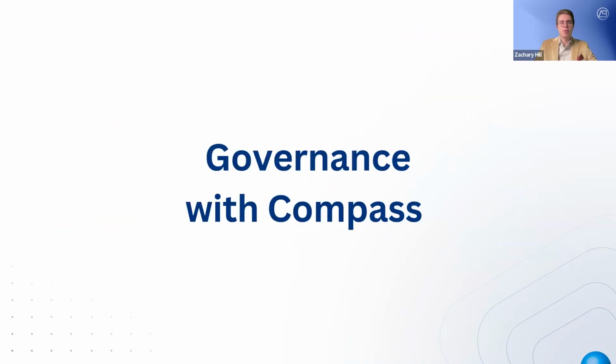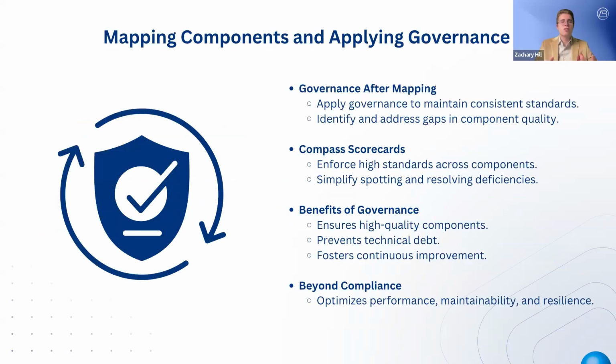Now that we've established the importance of component mapping, we're ready to take the next step. Mapping is essential for clarity in an organization, but maintaining quality and alignment across components is equally important. Now, once your components are mapped, the next step is applying governance to ensure they meet consistent standards. Governance helps identify gaps where components may not meet expectations and ensures high quality, reliable systems.